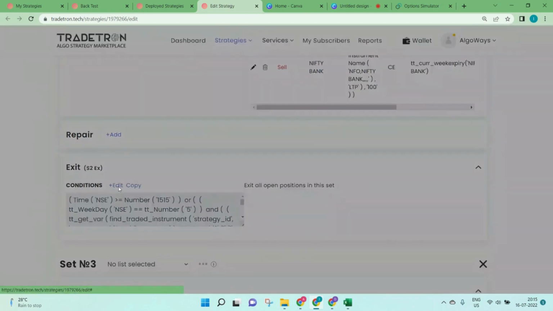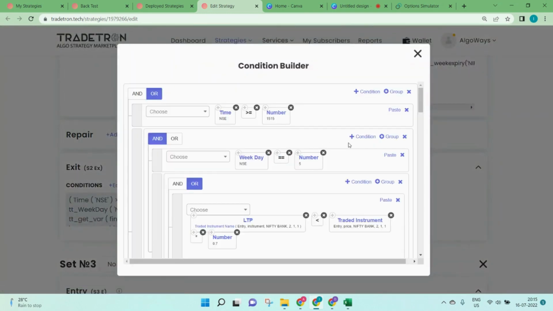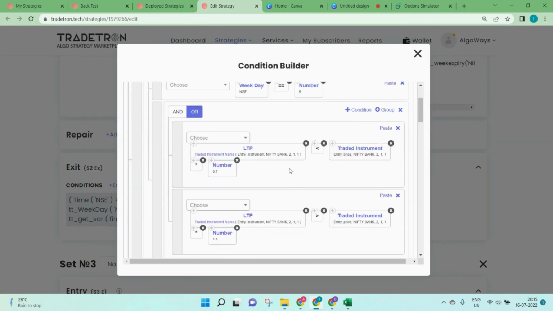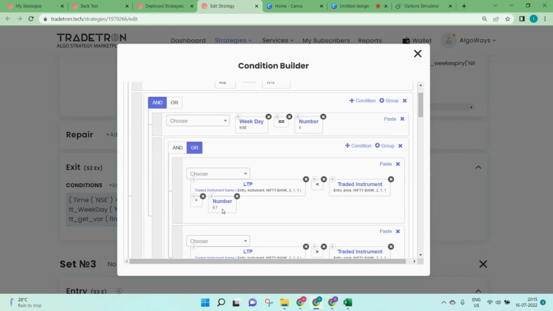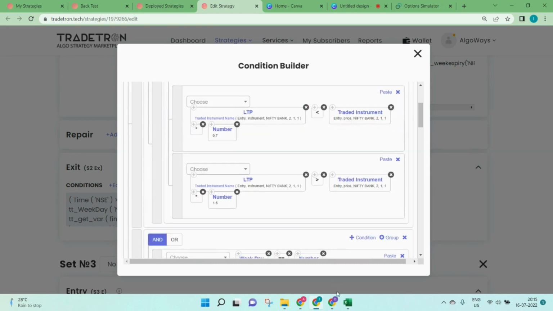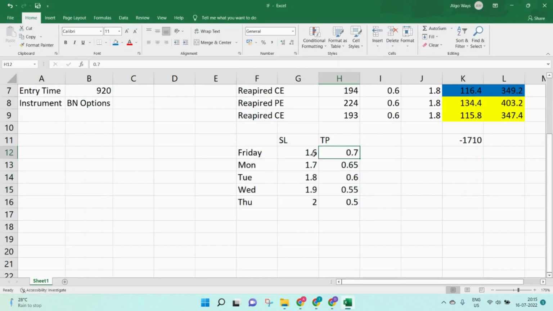And this is the exit conditions. So what I have done here, we exit at 15:15, or I have put day wise different SLs in groups. So if day is equal to 5, that is Friday, my target is when the premium comes to 0.7, or my stop loss is 1.6, whatever I explained here, 0.7 and 1.6. Similarly, I have put for all these.